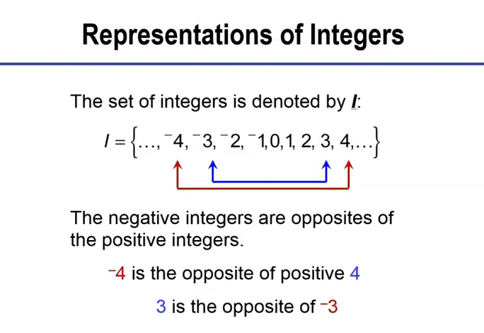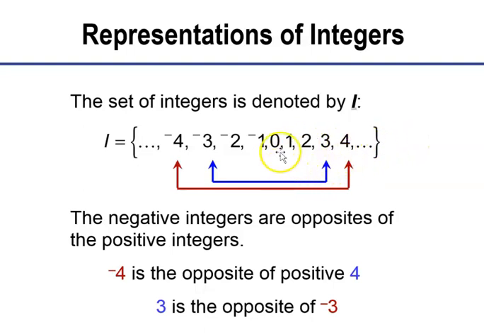The set of integers is denoted by a capital I, and I is the set. Notice the ellipsis dots to the left. So that means this pattern continues to the left forever. These are the negative integers. 0 fits right in the middle. And then on the right are the positive integers.